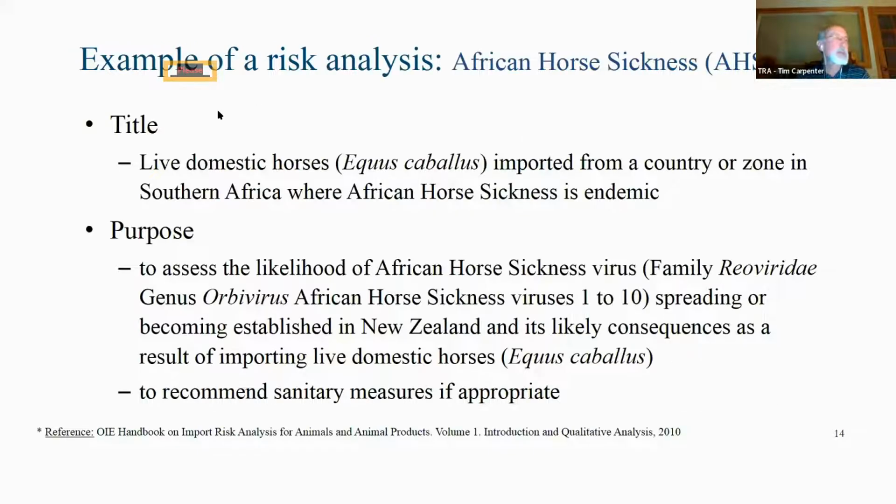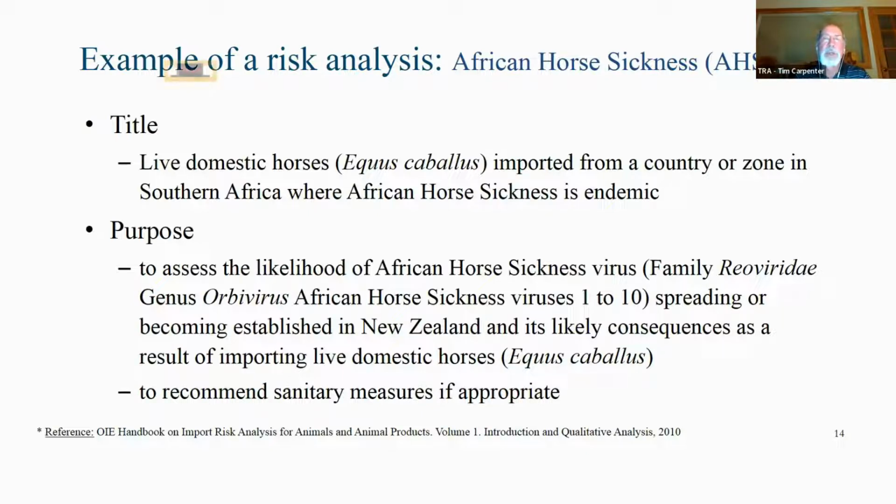Okay, the second example I want to talk about is African horse sickness. And we're going to be focusing on this. It's as important because it's endemic to Southern Africa. And what I'd like to do here is go through, as Thomas and Noel have talked about, the OIE handbook on import risk analysis, volume 1. If you're more interested in this, you can follow up with the example I'm going to be talking about that is taken from that volume.